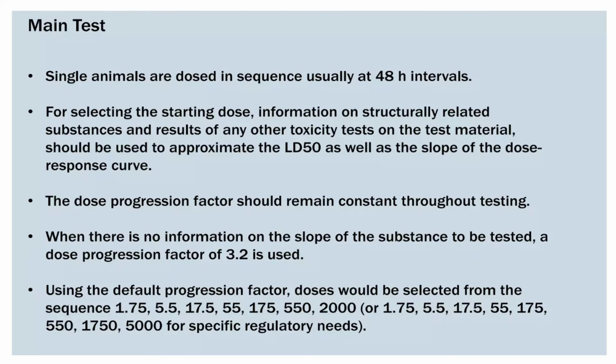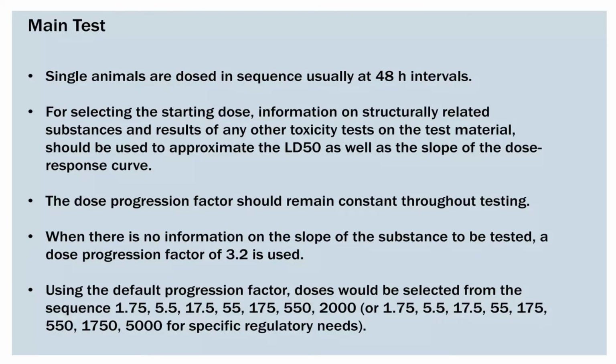The dose progression factor should remain constant throughout the testing, that is 3.2. When no information on the slope of the substance to be tested is available, then the dose progression factor should always be 3.2.